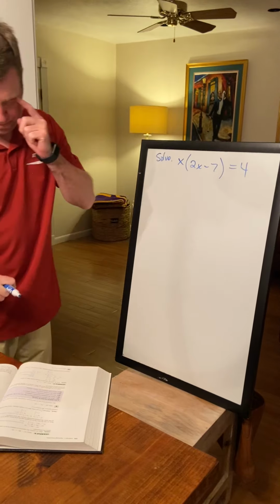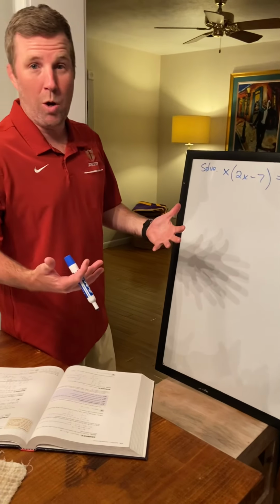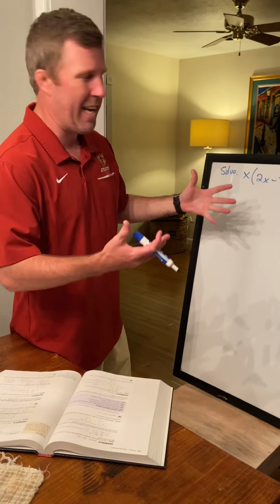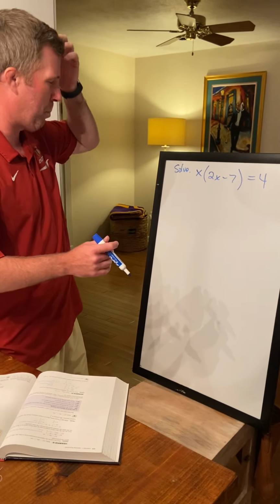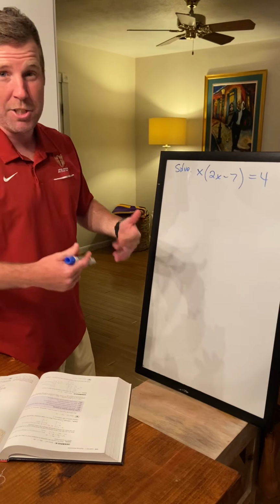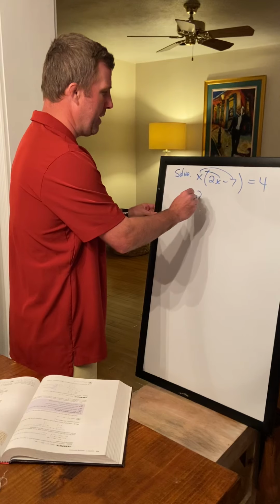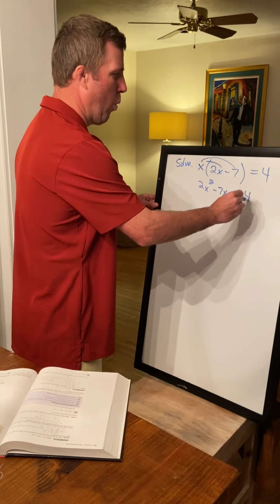Okay? All right, we got another example here. We don't have 0 on one side, so we've got to be able to do something here. But subtracting 4 doesn't really help me because these terms here are being multiplied. So subtracting 4 and bringing it to this side doesn't help me. So what I need to do first is distribute. So I do that to get 2x squared minus 7x equals 4.